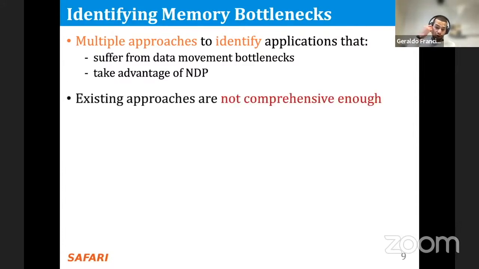However, as I'm going to show next, none of those methodologies or models are comprehensive enough to identify memory bottlenecks and near-data processing suitability. This happens for several reasons, but in general, the problem is that these models are built to identify specific sources of data movement bottleneck in applications. For example, bottlenecks caused by bandwidth or bottlenecks caused by latency, and often their definitions of compute bound or memory bound are not enough to indicate near-data processing suitability, because those models were not designed with near-data processing in mind. They were designed with the compute-centric approach in mind.